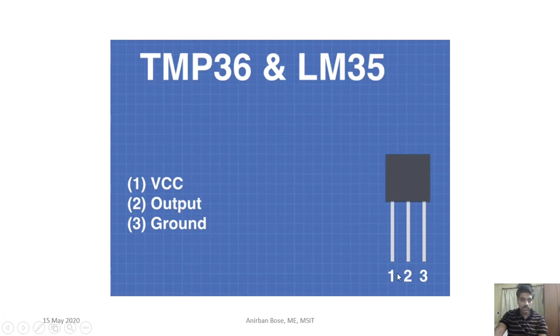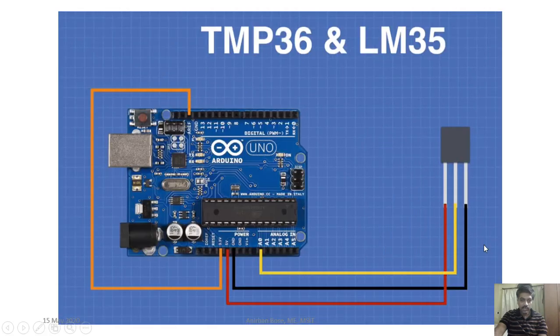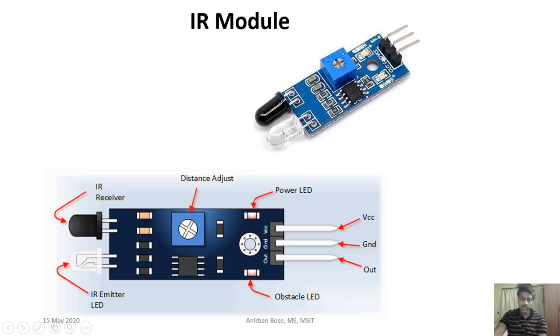And an IR module; here you can see this is another sensor, the IR or infrared sensor. In this case, you can see this is the power LED, and this is the distance adjustment potentiometer. Basically, that means you can change the range in which you want to consider your objects. Okay, the maximum range can be set through this one.